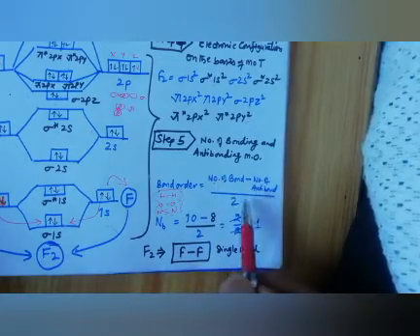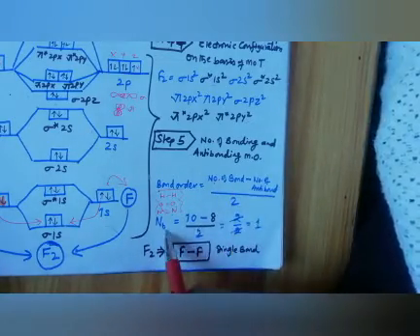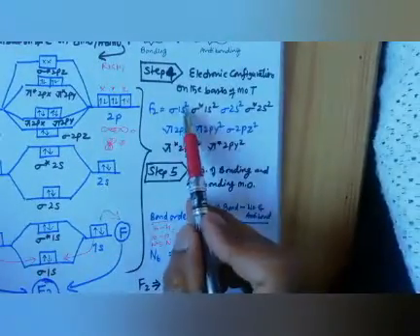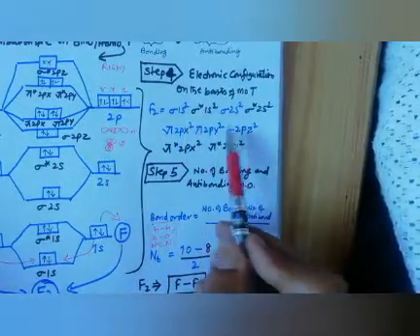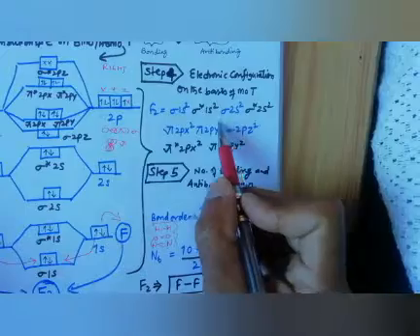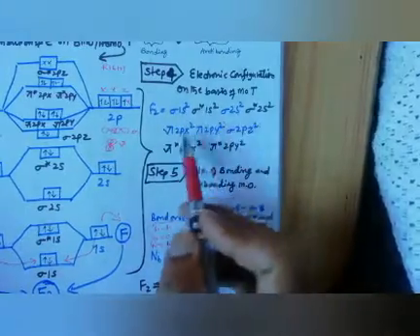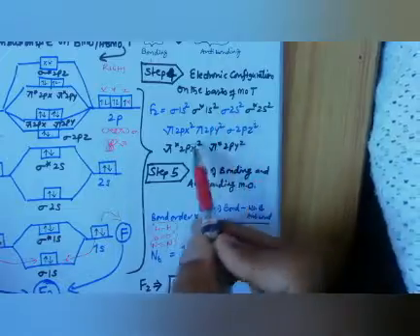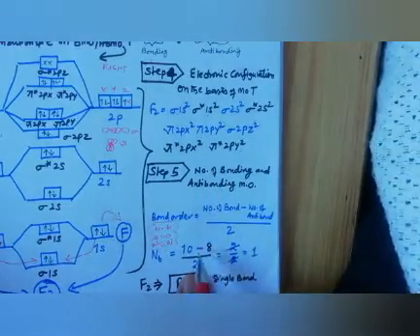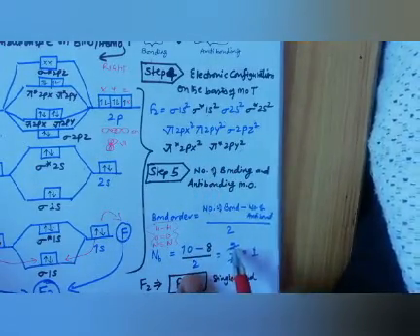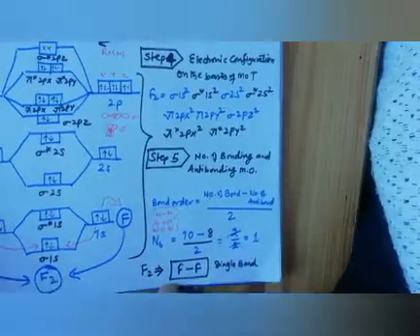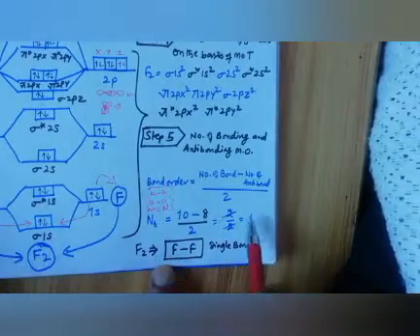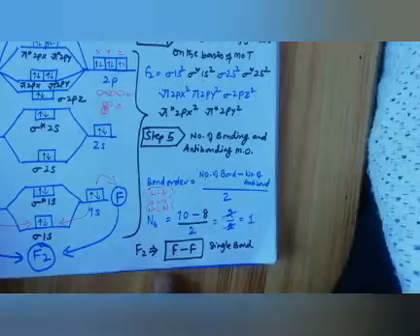Number of bonding minus number of anti-bonding, upon 2. So the number of bonding is how many? With blue: 2, 4, 5, 6, 7, 8, 9, 10. We will count these powers. So 10 bonding. Black: 2, 4, 5, 6, 7, 8. So 10 minus 8 becomes 2. 2 upon 2 is 1. It will remain a single bond. It means that between F and F there is a single bond.